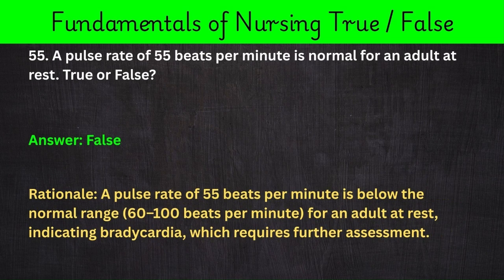55. A pulse rate of 55 beats per minute is normal for an adult at rest. True or false? Answer: False. Rationale: A pulse rate of 55 beats per minute is below the normal range, 60 to 100 beats per minute, for an adult at rest, indicating bradycardia, which requires further assessment.